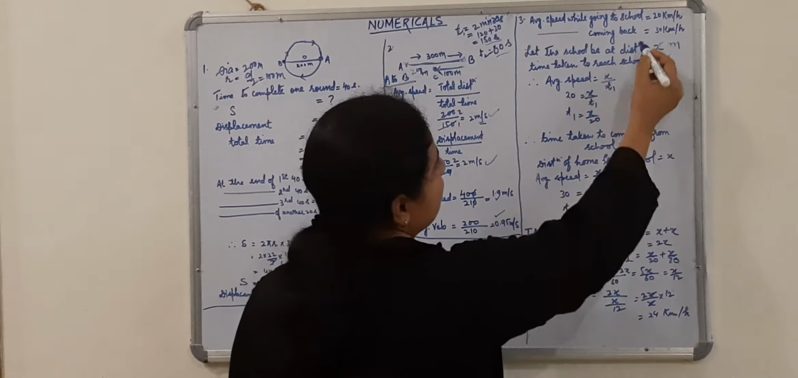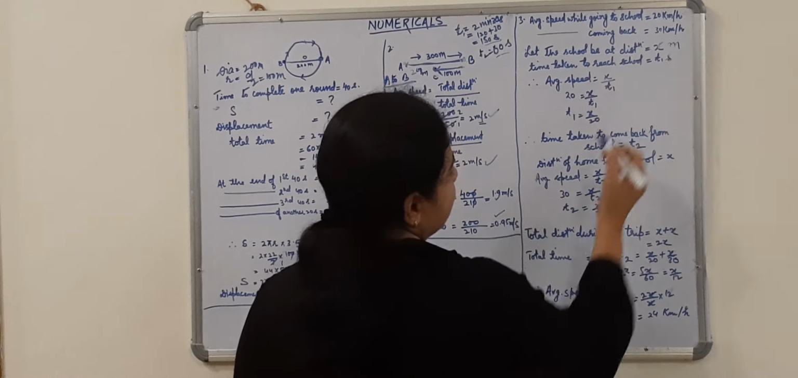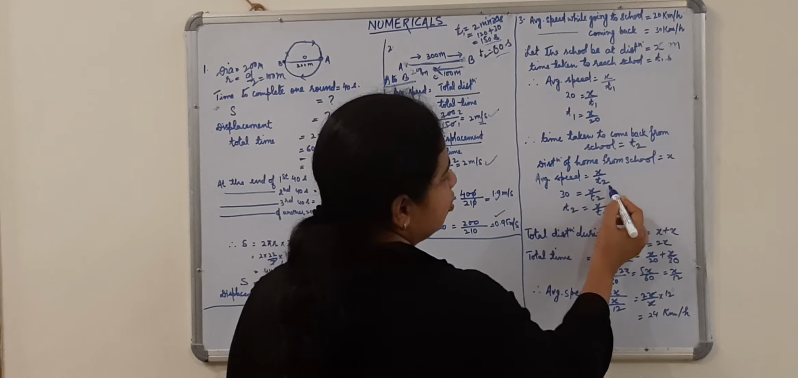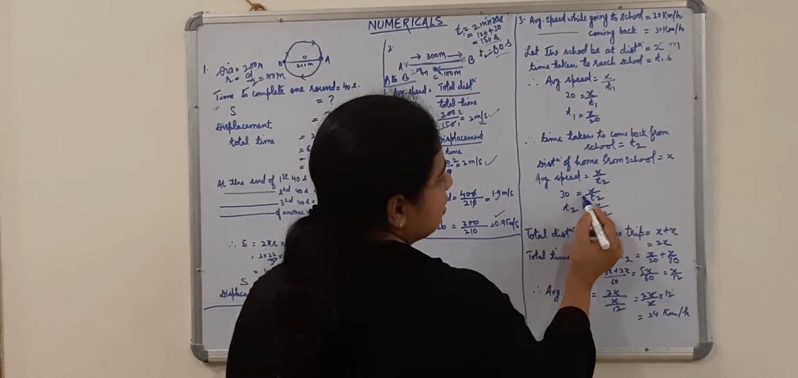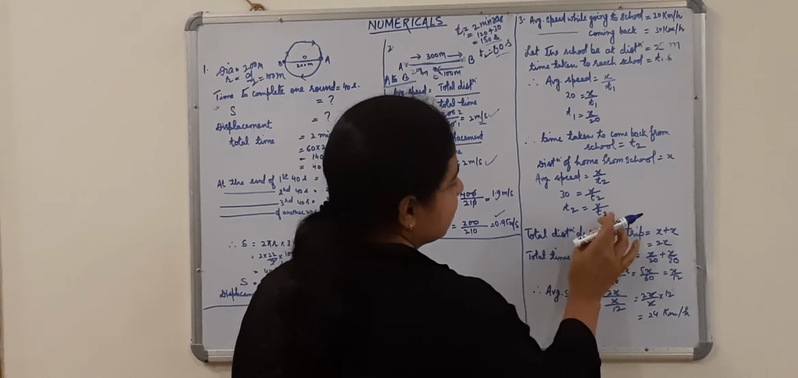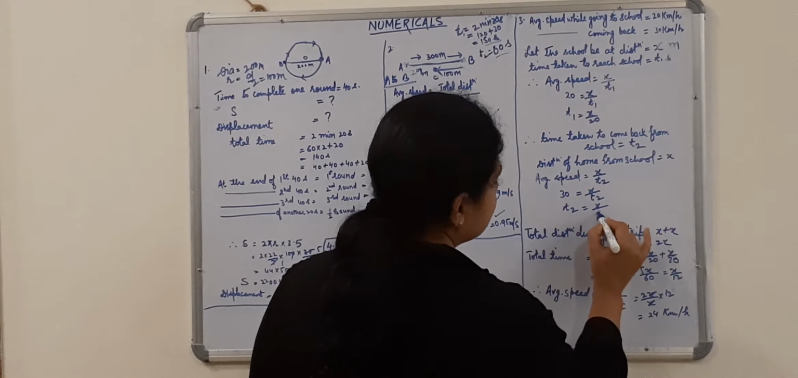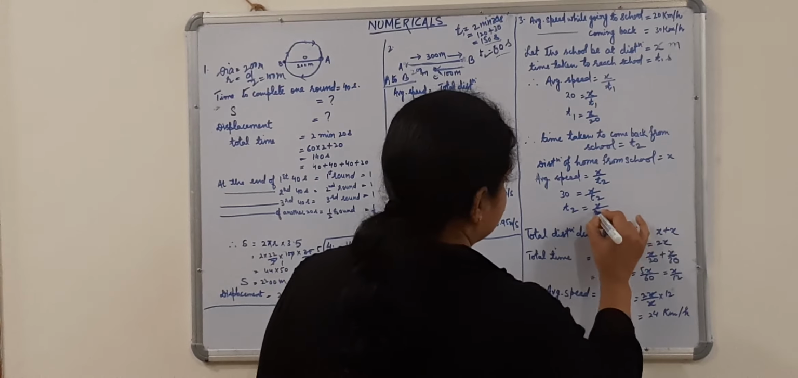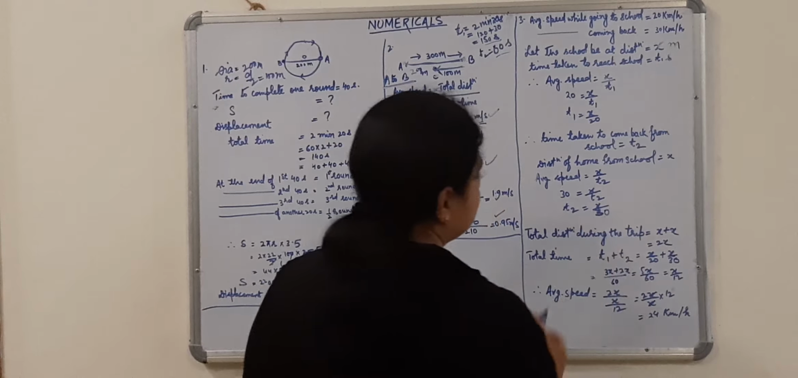The average speed while coming back was 30 km per hour. So average speed is equal to x upon t2, that is 30 is equal to x upon t2. I take t2 this side, I get t2 is equal to x upon 30. x upon 30, I got.